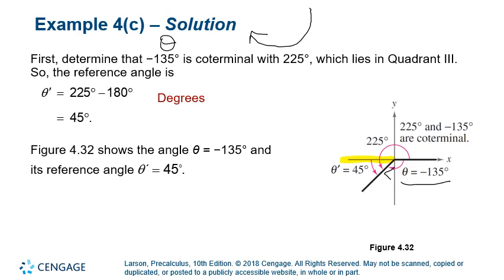So we'll go from 225 minus 180 is 45. It helps to know this concept of a coterminal angle in this instance. 135 might not be very helpful, but knowing that negative 135 and 225 are coterminal helps you to find the reference angle a little easier.